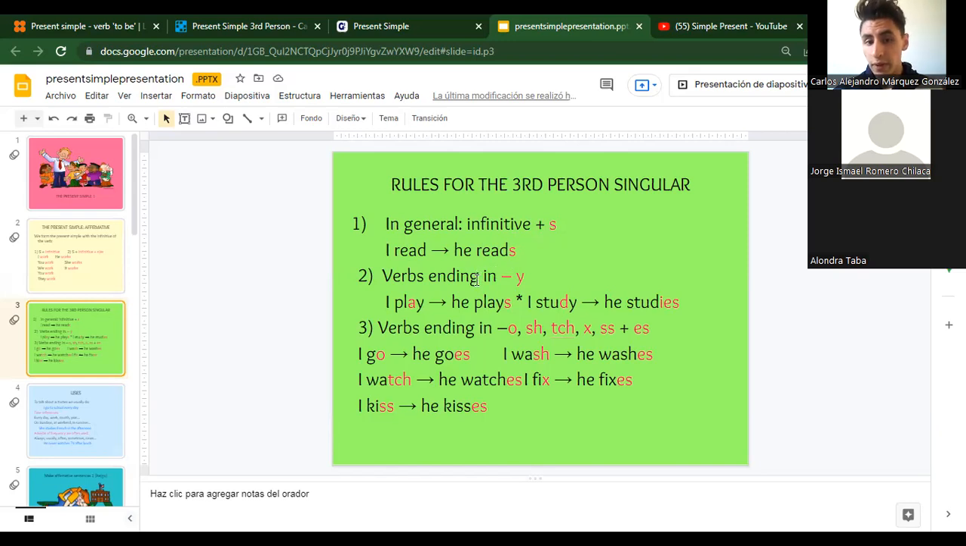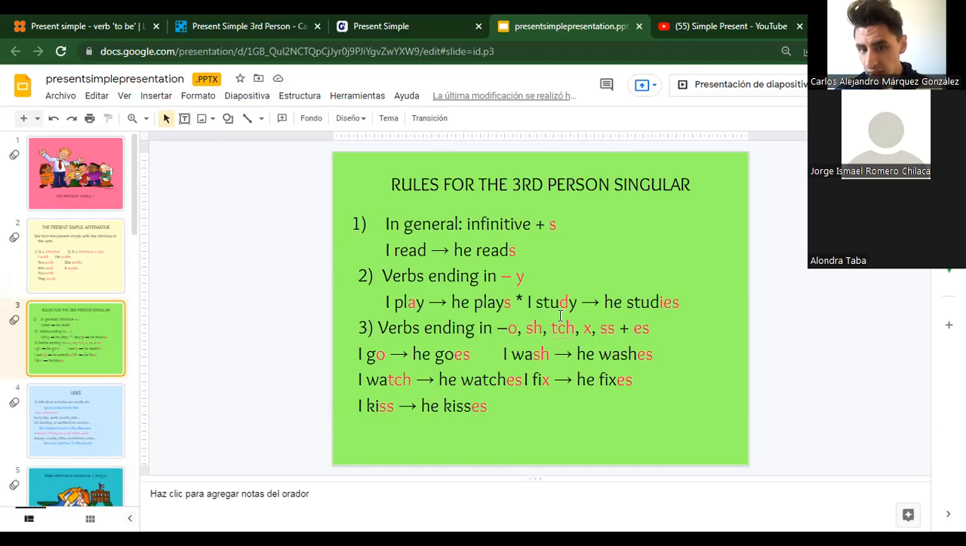The second rule: when the verbs end with a vowel and a letter Y, we are going to add a letter S at the end of the verb. For example, play. Notice that in play, first we have a letter A, and then we have the letter Y. A is a vowel, and Y is acting as a consonant. So we add a letter S. He plays.